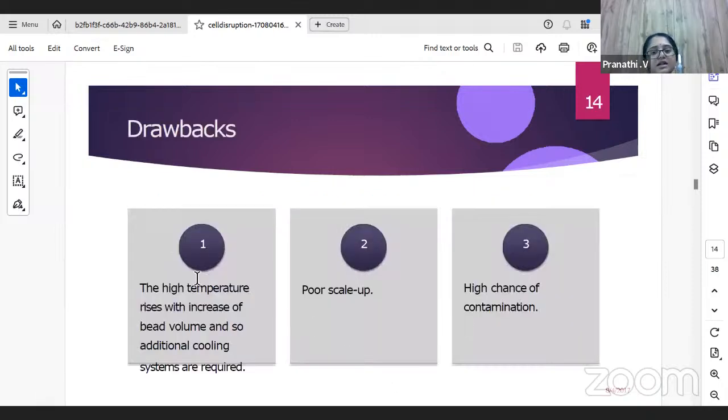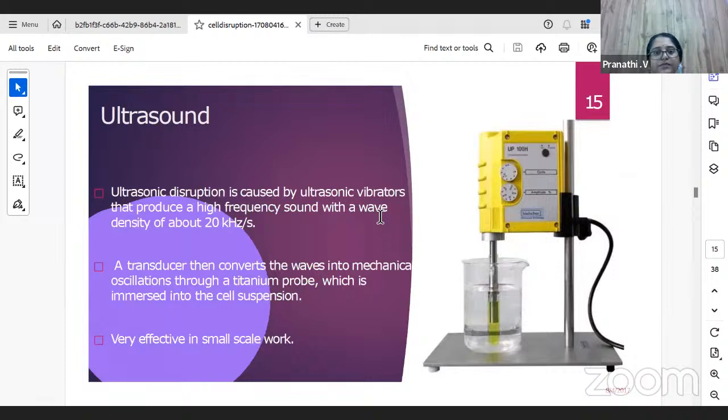So again, what are the disadvantages? With the increase in the temperature, the bead volume is also going to increase. So cooling is required, and you cannot exactly use large quantities, and high chances of contamination are always there.